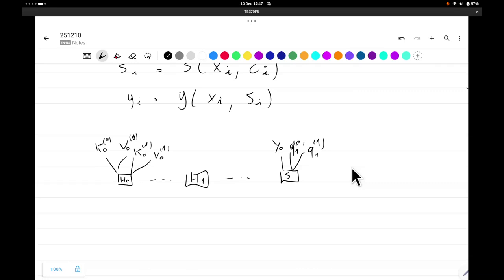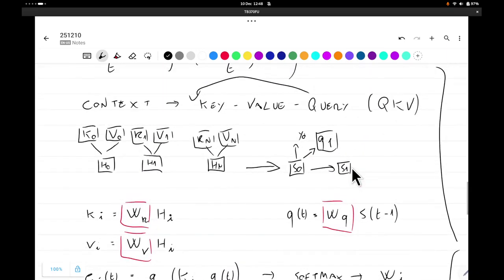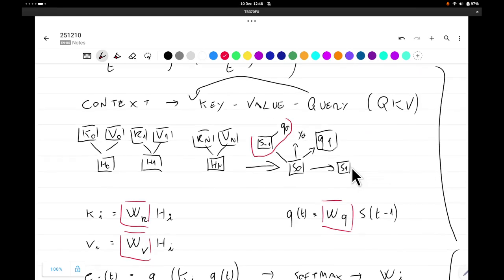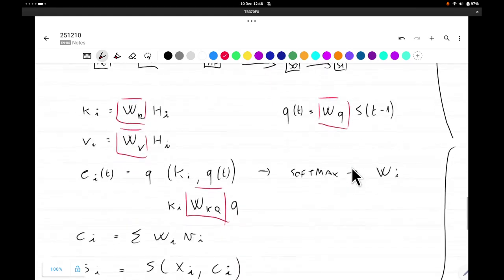So this would be the state 0. Oh, one thing I didn't specify, there is always a kind of state -1 with a Q0 and no output. So this is just the initialization of the sequence. These are all learnable. It's like a bias in your network.